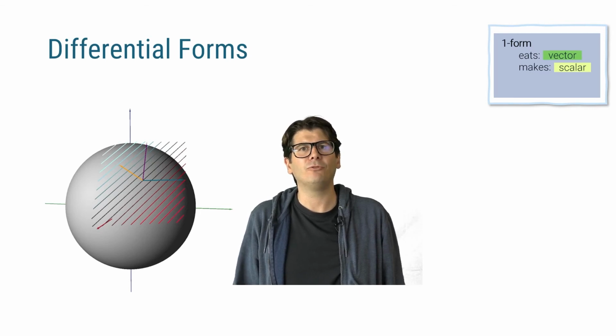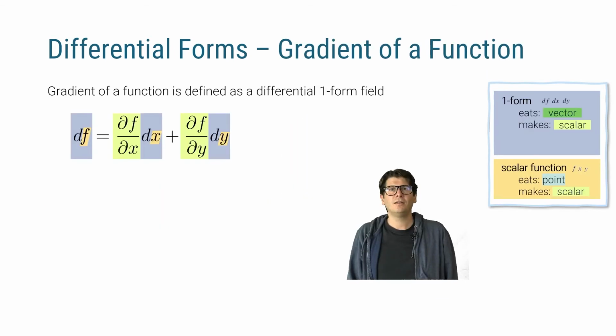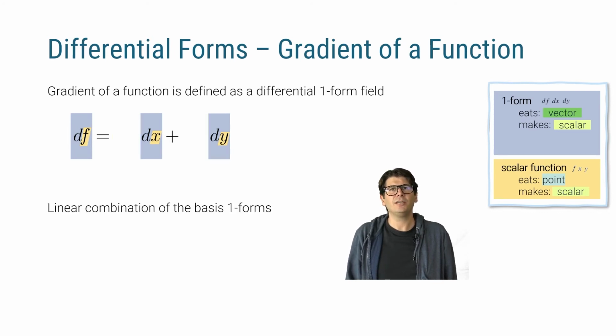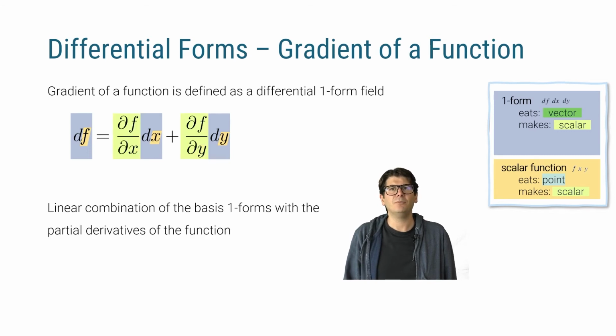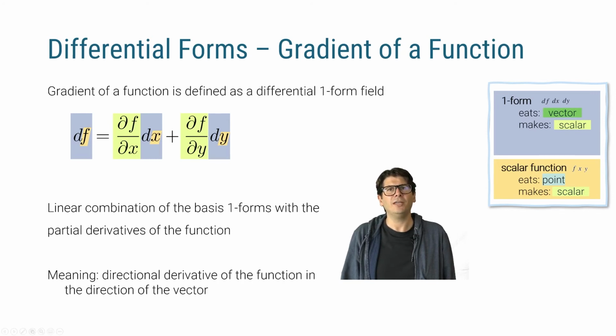Now that we know how a given one-form is evaluated at one point of the manifold, we can define a one-form field. Let us look at a specific example of a one-form field, the gradient of a function. The gradient of a function is defined as a differential one-form field. Because the gradient of a function is a one-form, it must take a vector as input and produce a scalar. We are given a smooth scalar function f on the whole manifold. The gradient of that function at any point of the manifold is defined as the linear combination of the basis one-forms with the partial derivatives of the function. The meaning of this particular one-form is the directional derivative of the function f in the direction of any vector.